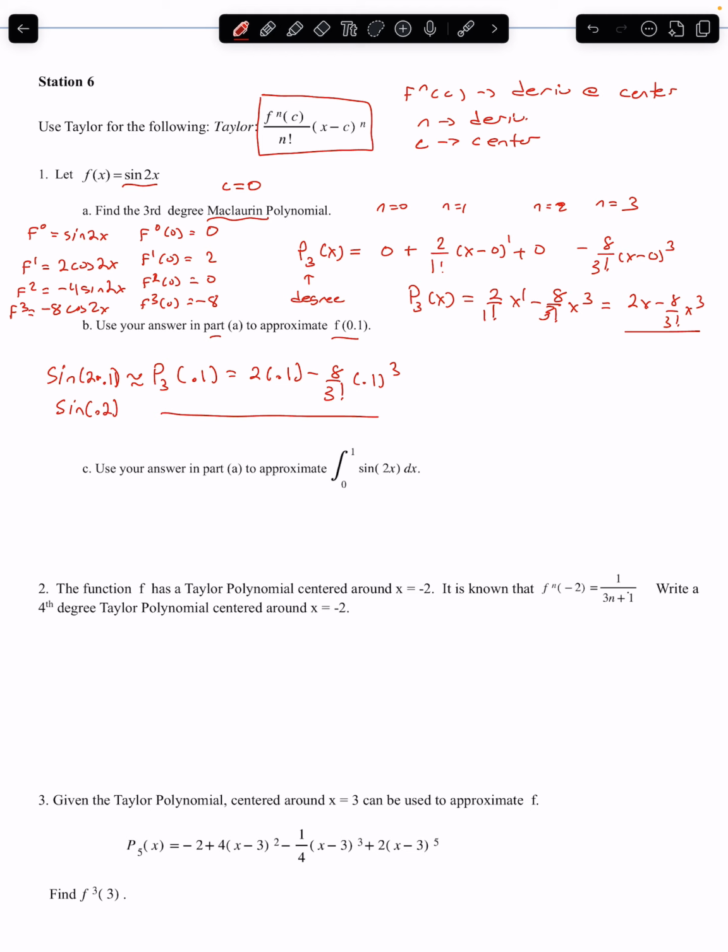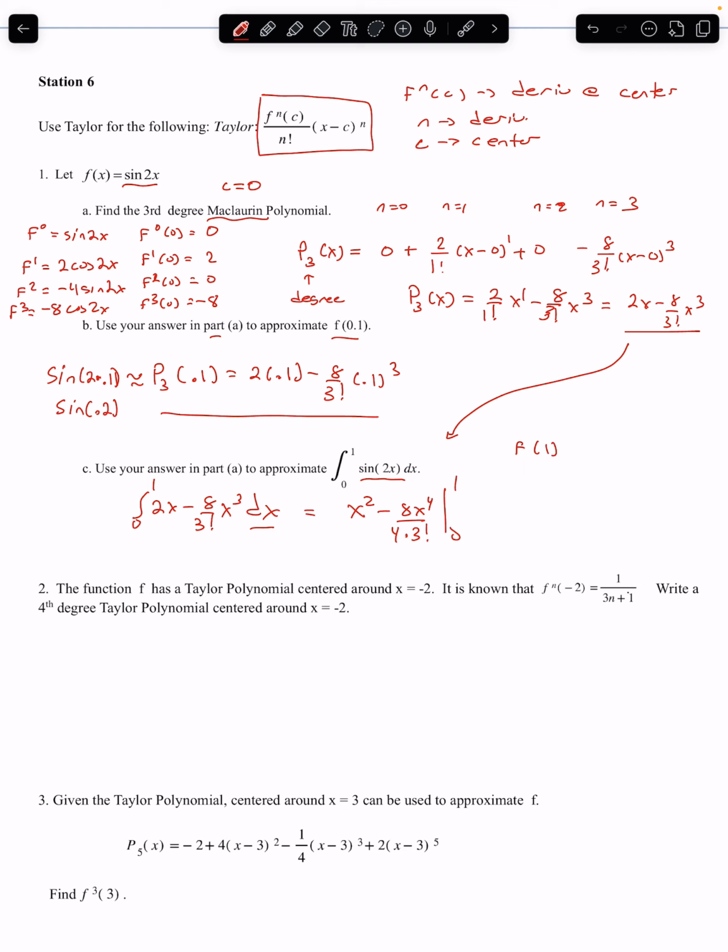The last question says, okay, use your answer to approximate the integral of sine of 2x dx. Now, I know I could integrate this one, but it says use our answer, so we're just going to substitute in. So this just becomes the integral from 0 to 1 of 2x minus 8 over 3 factorial x cubed, dx. Please don't forget your dx's. And this is going to equal, integrating it, be careful, this becomes 2x squared over 2, minus 8x to the fourth over 4 times 3 factorial, from 0 to 1.